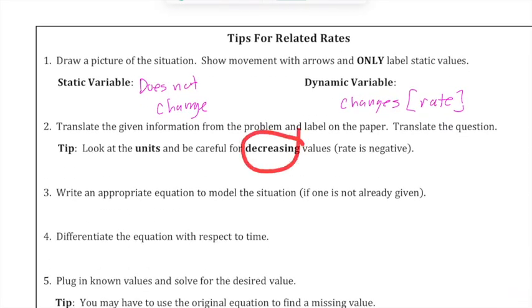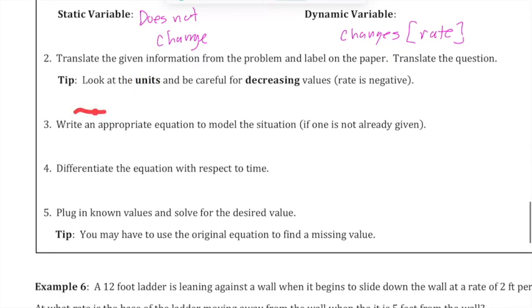Be careful, if it's decreasing, that's a negative value. Always look at units. There is going to be an equation you have to use at some point. So know your areas of circles and the surface area of spheres. Most of the time that will be given to you if it's complicated, but you're expected to know basic formulas like the area of a circle. You're always going to differentiate with respect to time and then solve for your desired value.